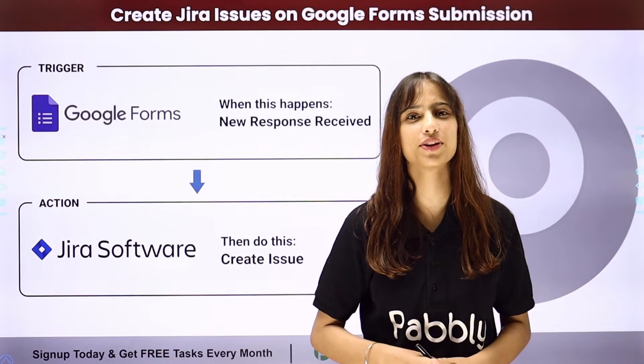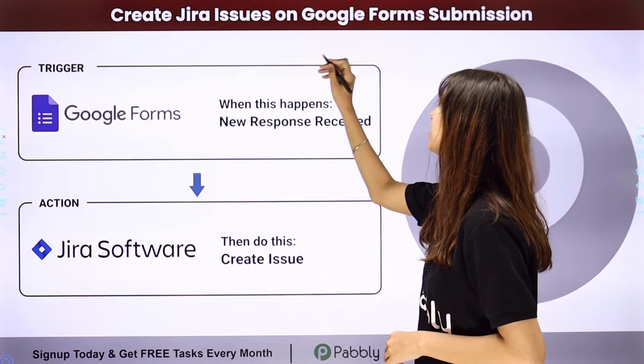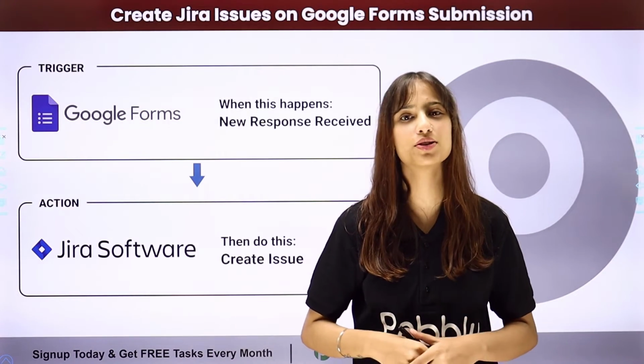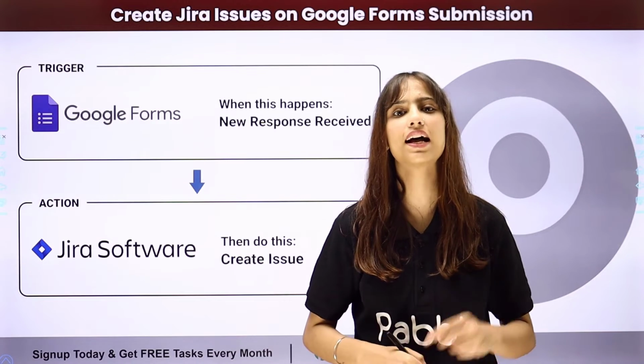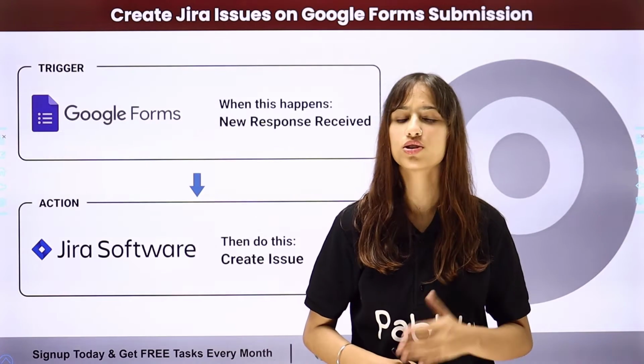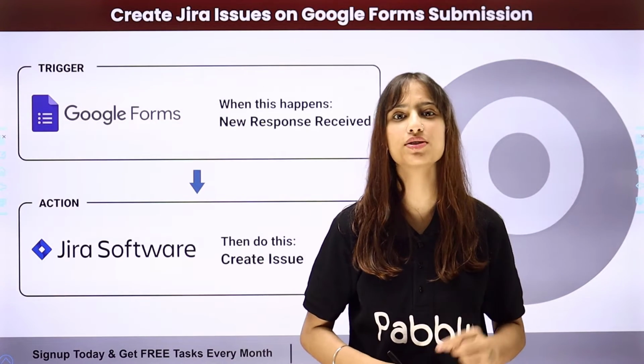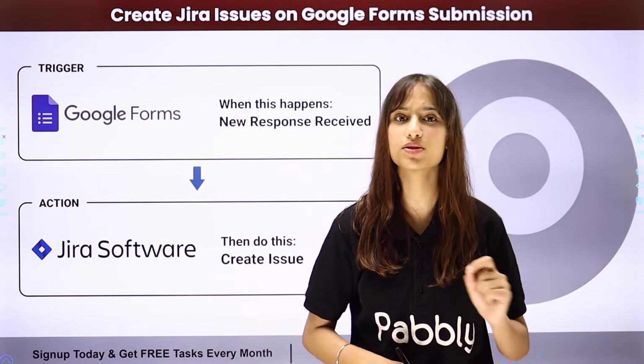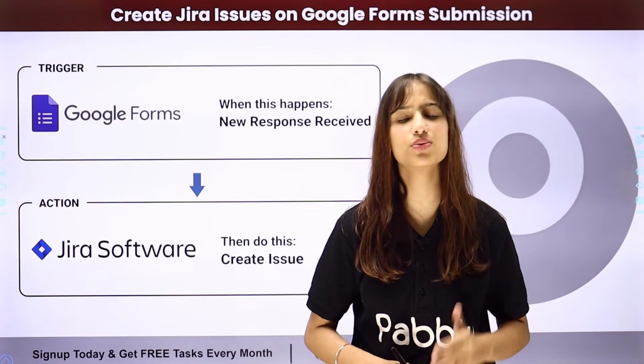So in today's video we are going to understand how to create Jira issues on Google Forms submission. So here let's assume that I am a human resource manager and every month I conduct an employee survey. Now my objective is that whenever I receive a new form submission, then by using the details from that form submission, I want to create an issue in Jira.